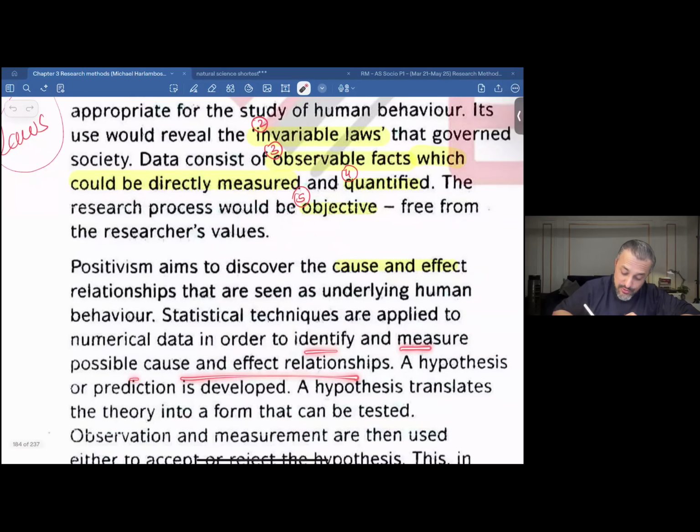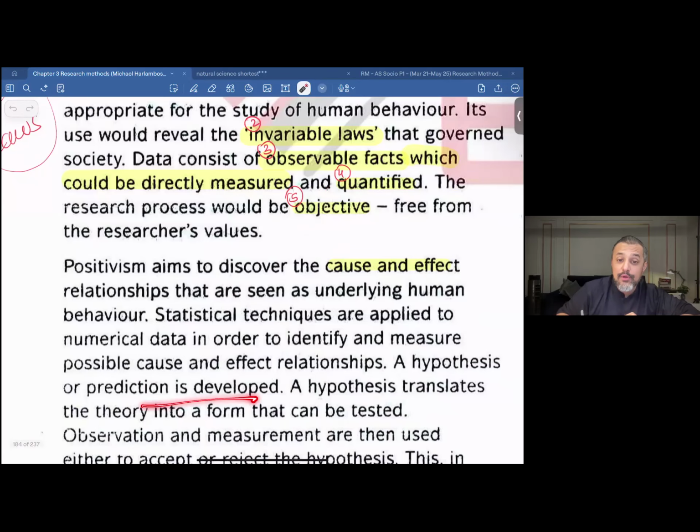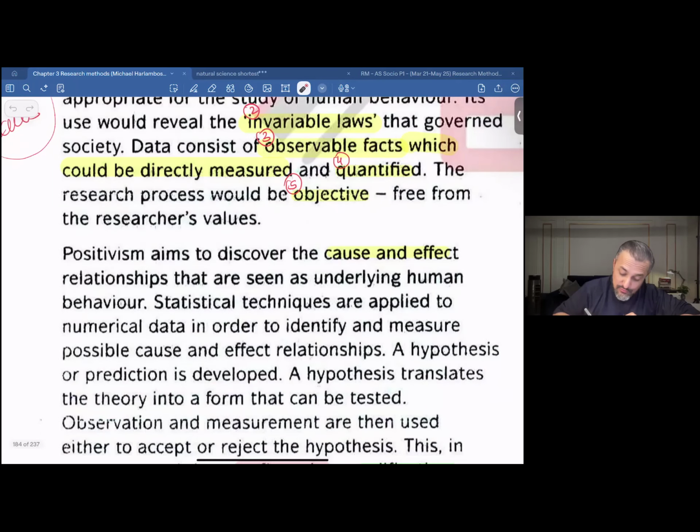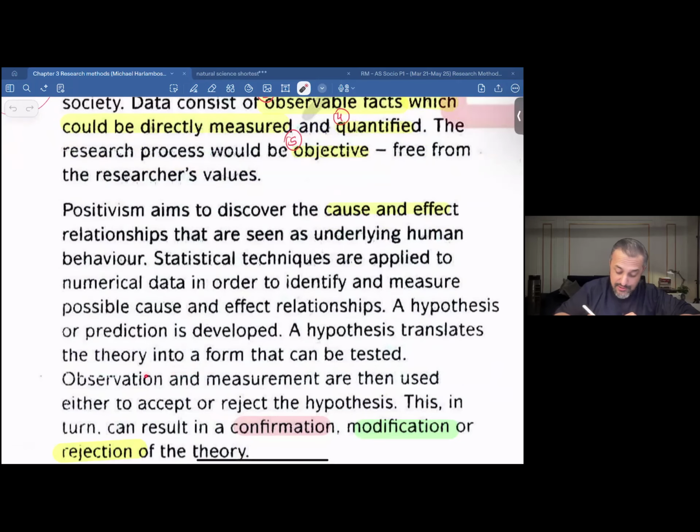A hypothesis or a prediction is developed then. A hypothesis translates the theory into a form that can be tested, like I explained. Observation and measurements are then used either to accept or reject the hypothesis. This in turn can result in a confirmation, a modification, or a rejection of a theory. So in a nutshell, what I explained a couple of minutes ago, according to the positivist perspective, we also refer to this as the hypothetico-deductive research method.